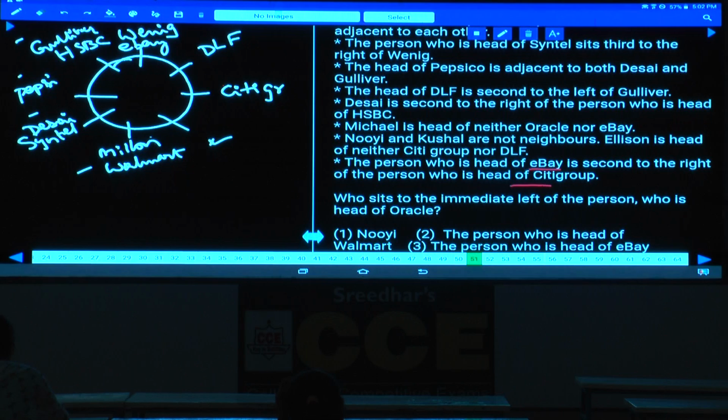Done with this? Citigroup, Walmart, Sintel, Pepsi, HSBC, eBay and DLF were done. Now we are left with the remaining 2 companies. What are the remaining 2 companies here? Walmart there. Next one, Sintel, Pepsi, HSBC, eBay, DLF, Citigroup. There is only one more left out. Tell me what is that one? That must be Oracle. Hence, this person must be Oracle. Done? Then, let us go through the conditions once again.